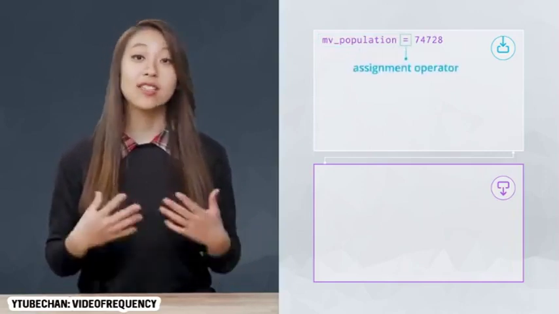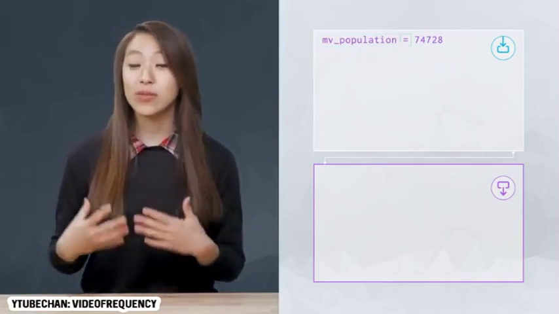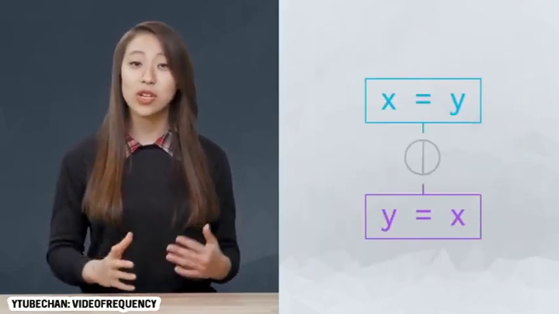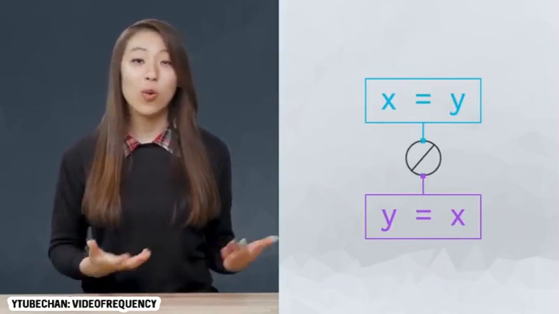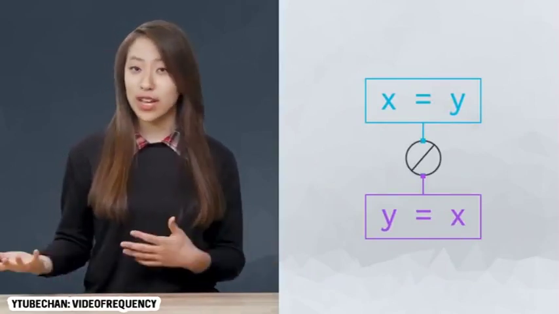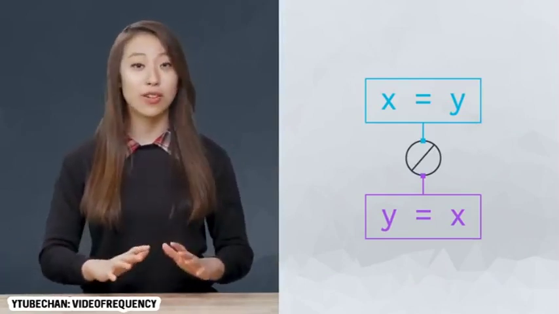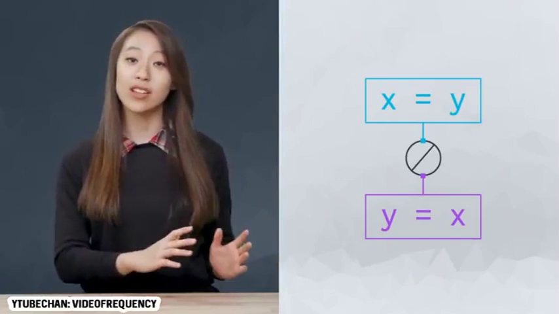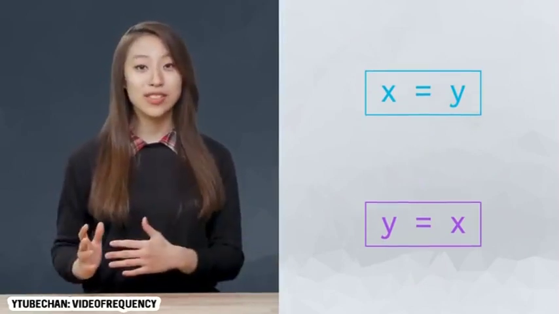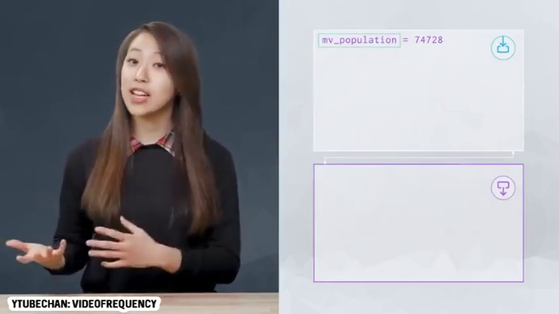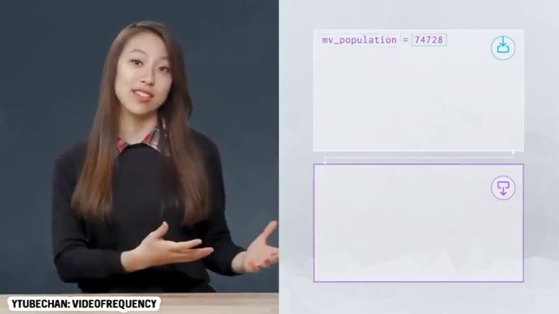The equal sign is the assignment operator, and the value of the variable is 74,728. Notice this isn't simply an expression of equality, like in math, where x equals y and y equals x mean the same thing. In Python, the equal sign is an operator that assigns the value on the right to the variable name on the left. In other words, whatever term is on the left side is now a name for whatever value is on the right side.